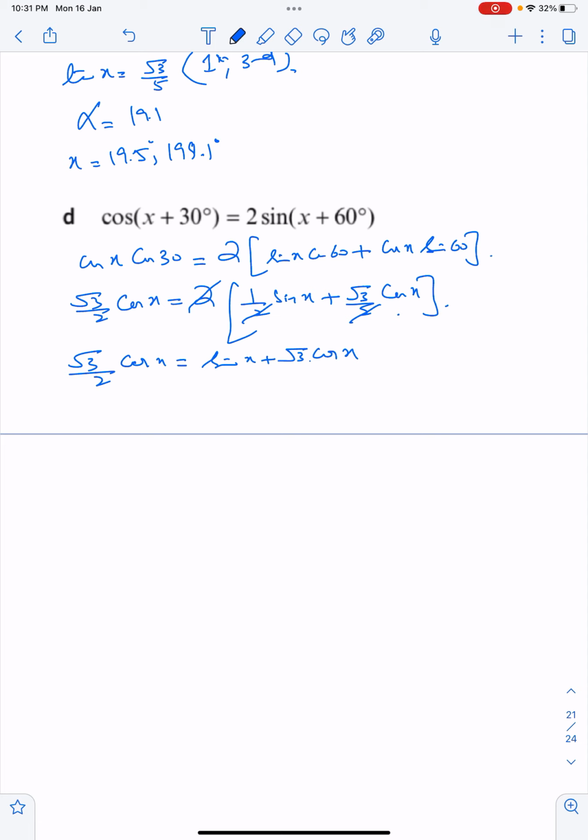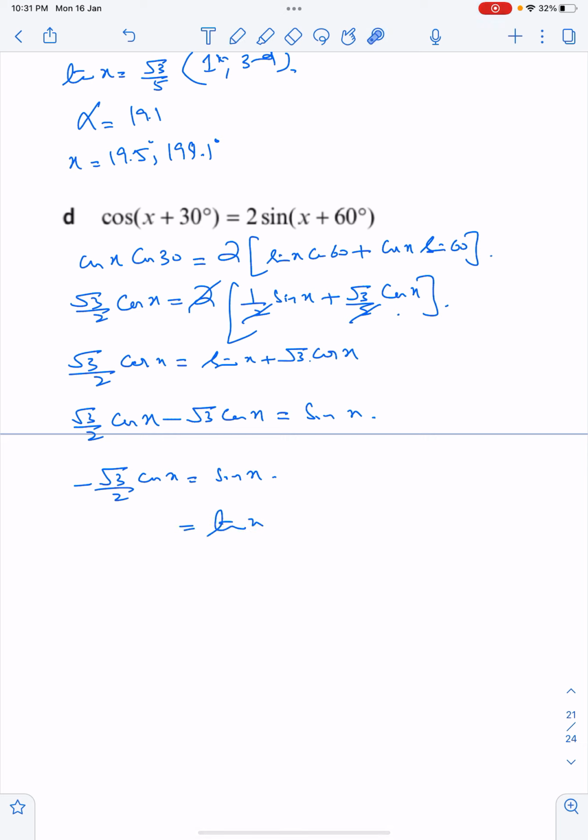Okay, all the terms with cos on one side. So root 3 upon 2 cos of x minus root 3 cos of x equals sine of x. Root 3 upon 2 minus root 3 is minus root 3 upon 2, so minus root 3 upon 2 cos of x equals sine of x. This will become tan of x equals, this cos x is going to go in the denominator, negative root 3 upon 2.